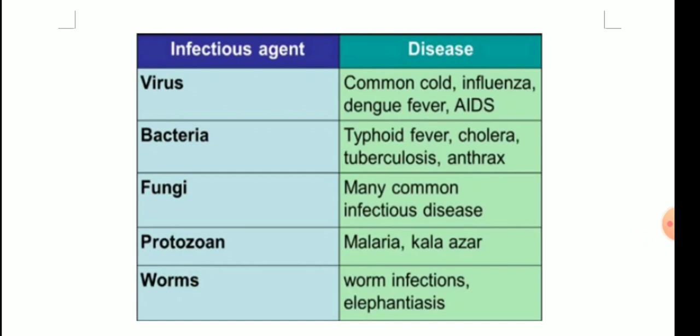So in the previous video of why do we fall ill, we discussed the infectious agent and the disease caused by them. We talked about the virus that causes common cold. The name of that virus is rhinovirus. Other diseases by the viruses are influenza, dengue fever, AIDS. When the infectious agent is bacteria, then the diseases caused are typhoid fever, cholera, tuberculosis, anthrax, etc. Protozoans cause malaria, kala azar, and worms cause worm infections, elephantiasis, etc. So these are the different diseases caused due to the different infectious agents that we have already discussed in the previous video.